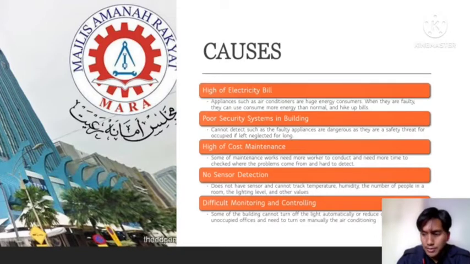This Mara building was built in 1987, so there are many causes of problems by using the BAS. First, high electricity bill. Appliances such as air conditioners are huge energy consumers. When they are faulty, they can consume more energy than normal and hike up bills.